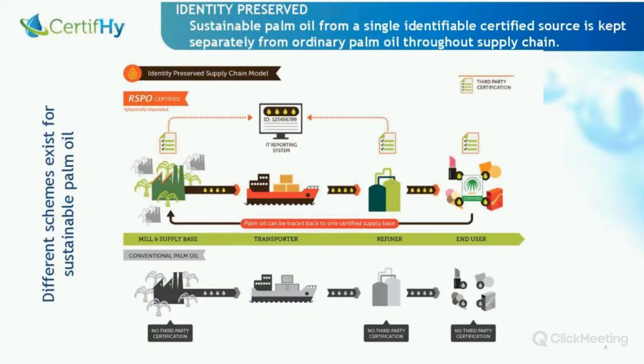And the different ways of making your certification schemes work: the first kind of scheme we could imagine is what we call identity preserved. This means that sustainable palm oil is coming from a single identifiable certified source, and it has its dedicated supply chain. So one kind of ship, one kind of refinery, and one kind of packaging line.